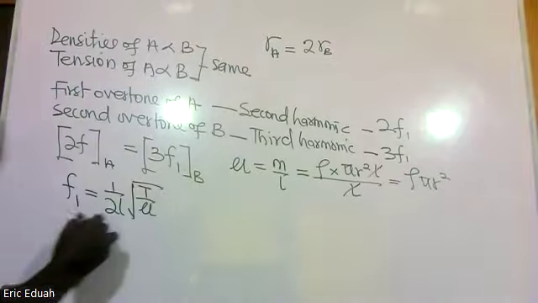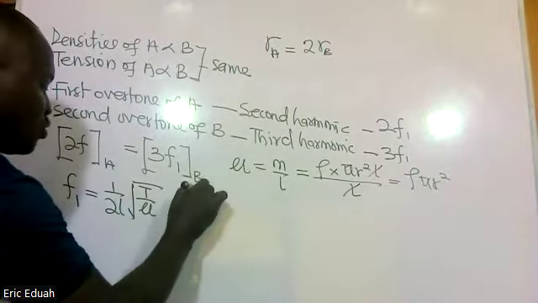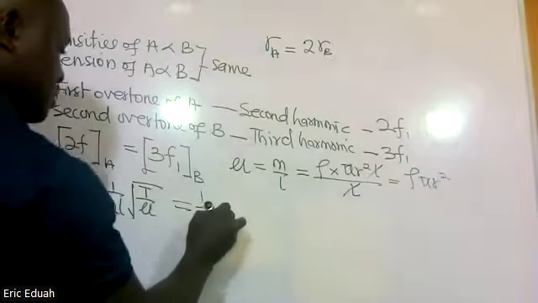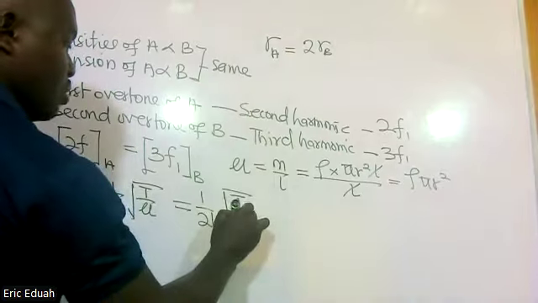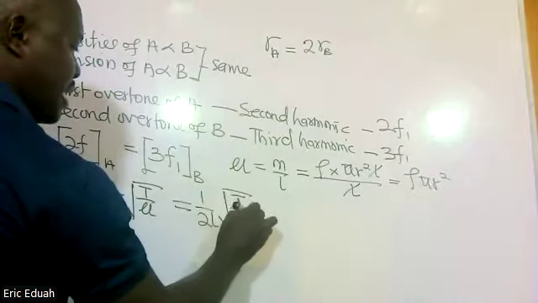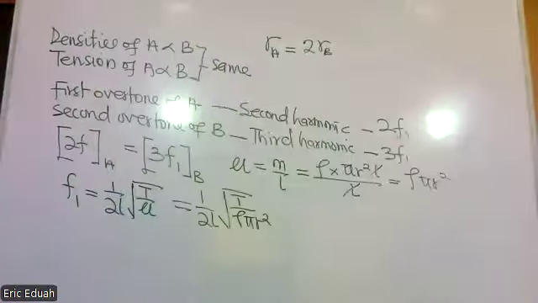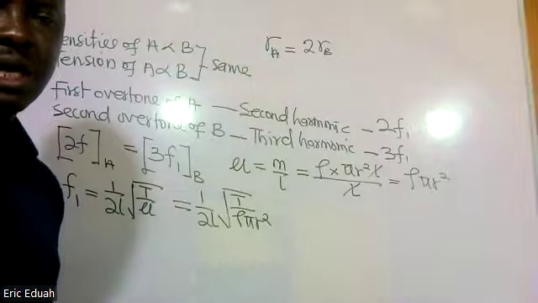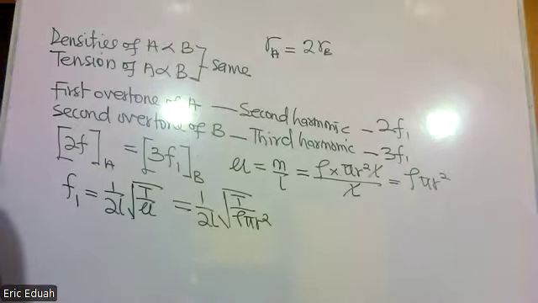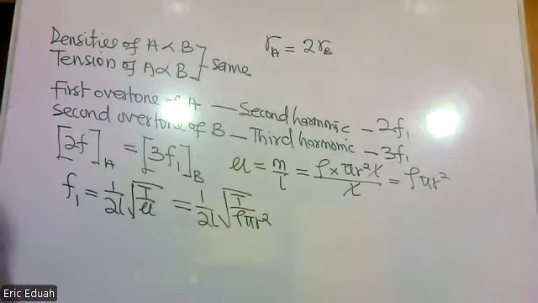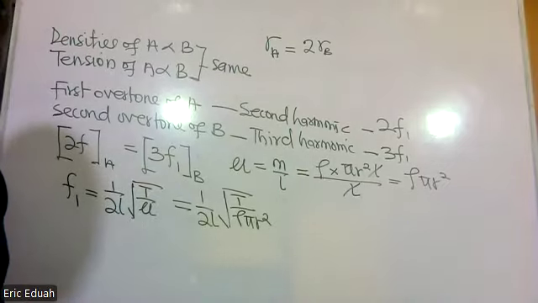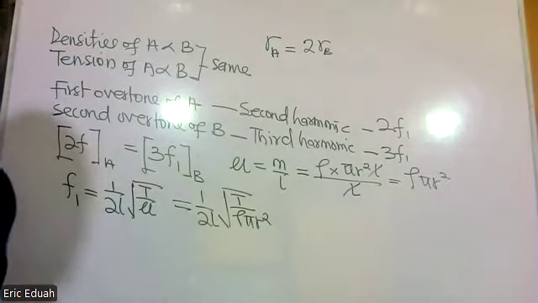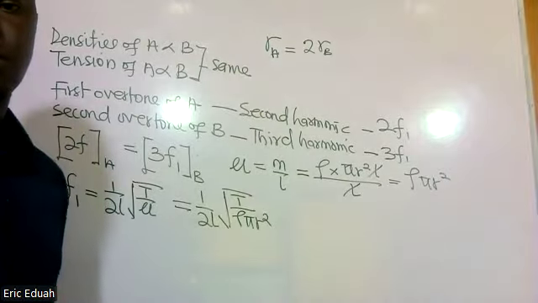Therefore, F1 will be equal to 1 over 2L times the square root of T on rho pi r squared. If you have any question here, you can quickly ask. Is there any question? Emma, do you have any question to ask? Yes, please. No, please, sorry, I have nothing. Okay.